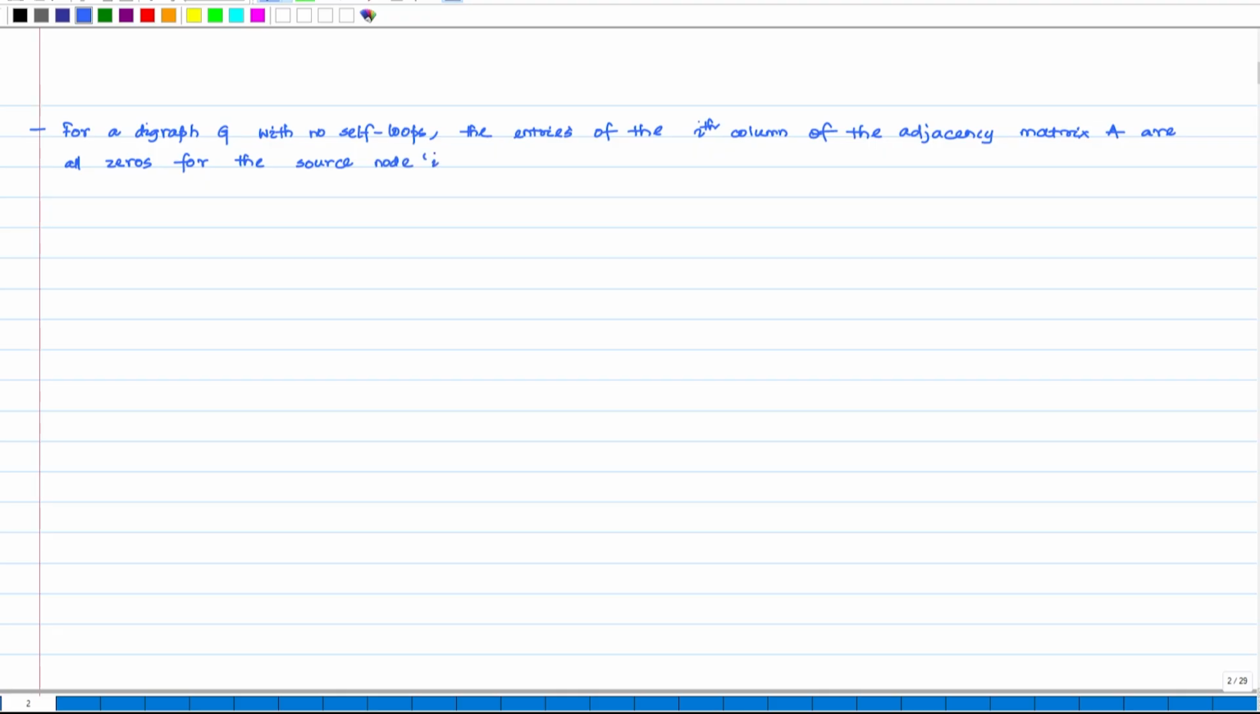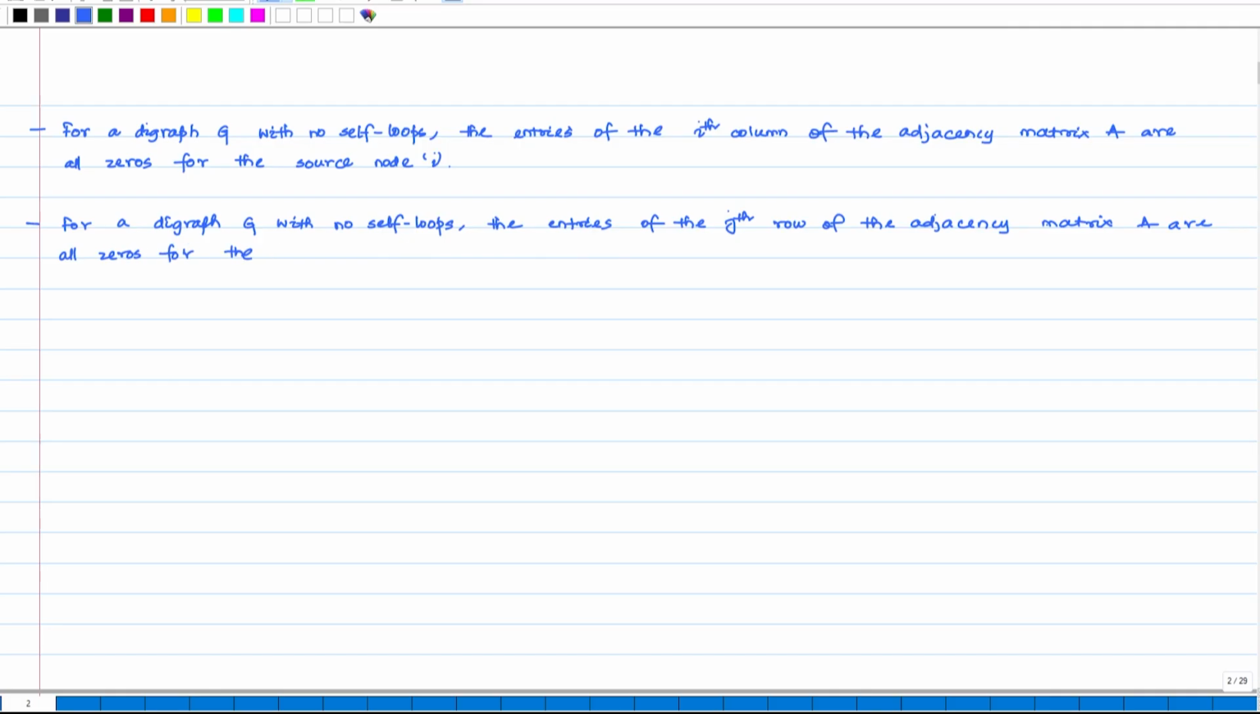For the source node i. Similarly, the entries of the ith row, or let's call it jth, or the sink node j.